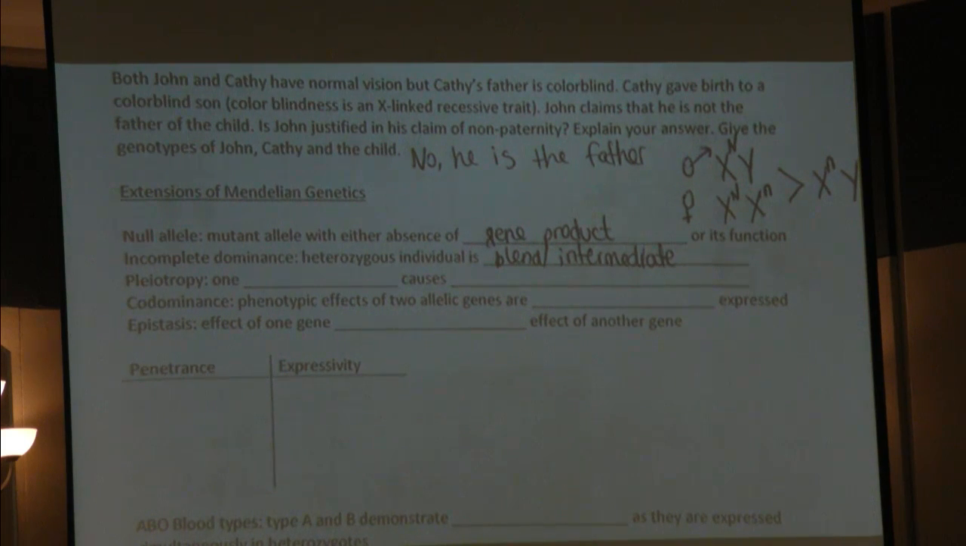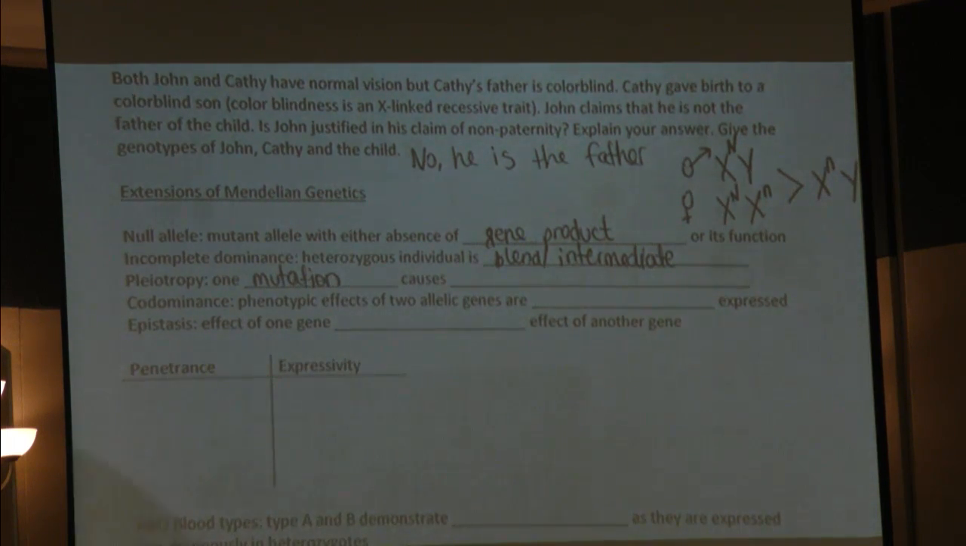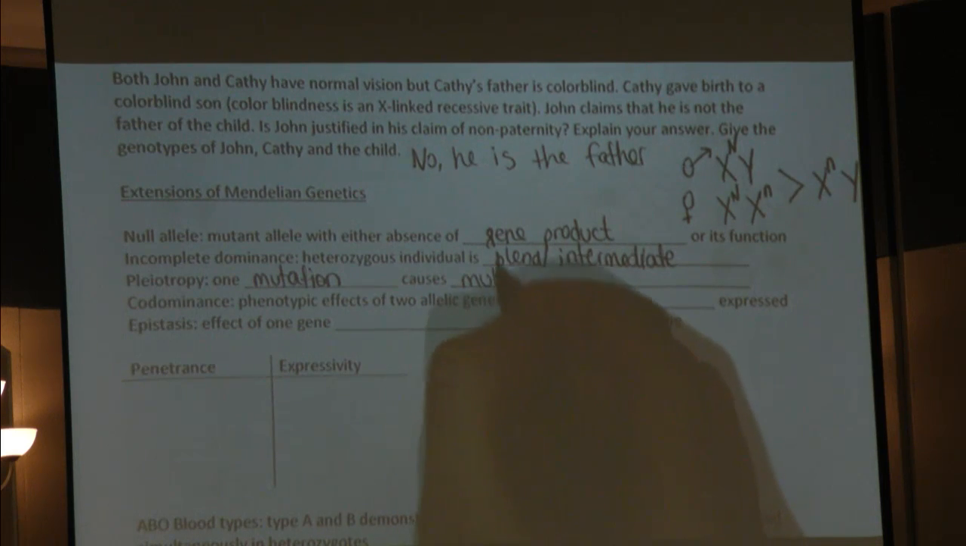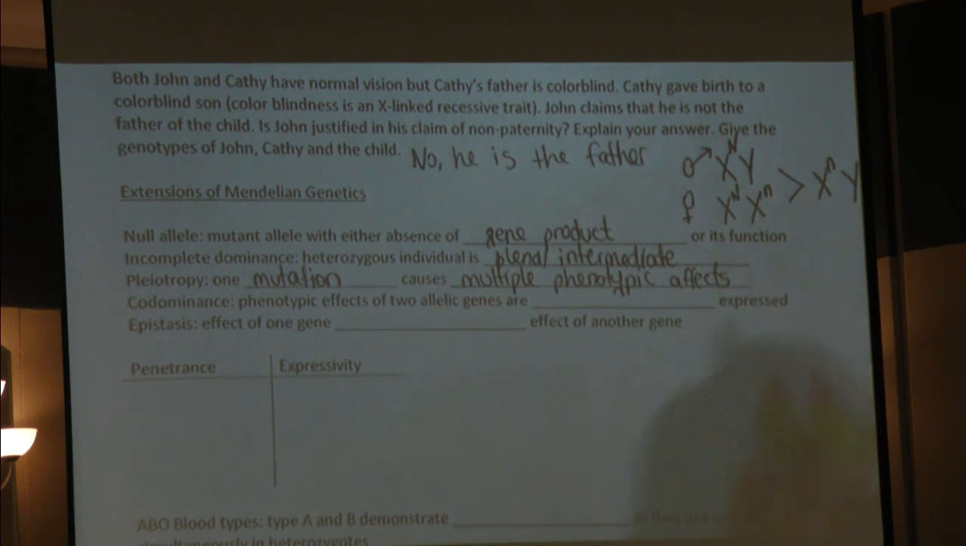And then pleiotropy. What in pleiotropy causes what, if I could make that any more vague? Any ideas? So let's say this is a mutation. So one mutation causes what? Any ideas? Good, I think I heard it. So it's going to be multiple phenotypic effects. So if you mutate something in your genome that codes for a really important protein, you're probably going to see multiple effects of that mutation as opposed to a small protein that's not used a whole lot.